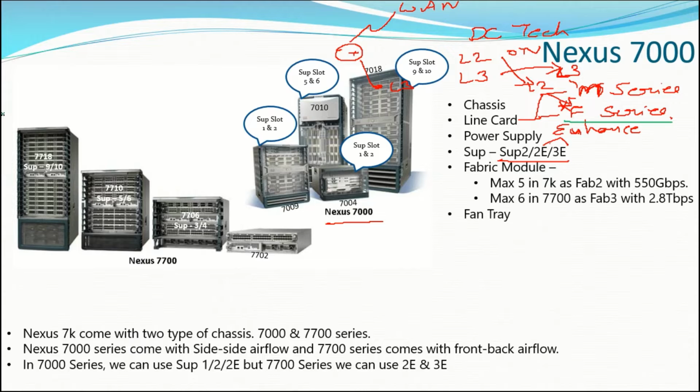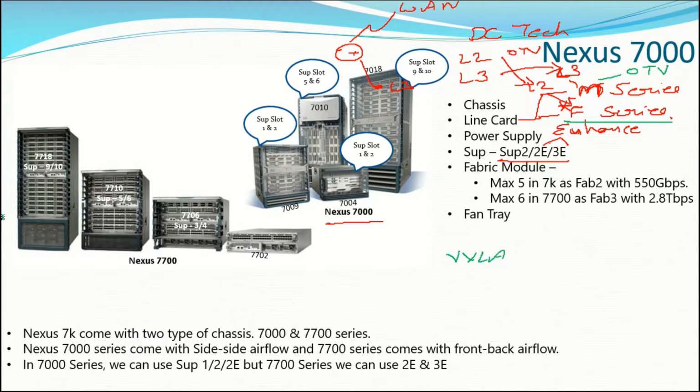If we have the M series line card and we want to use OTV on it, then we cannot. For OTV, we have to use the F series line card. Then only can we go ahead and configure OTV. Same is VXLAN.